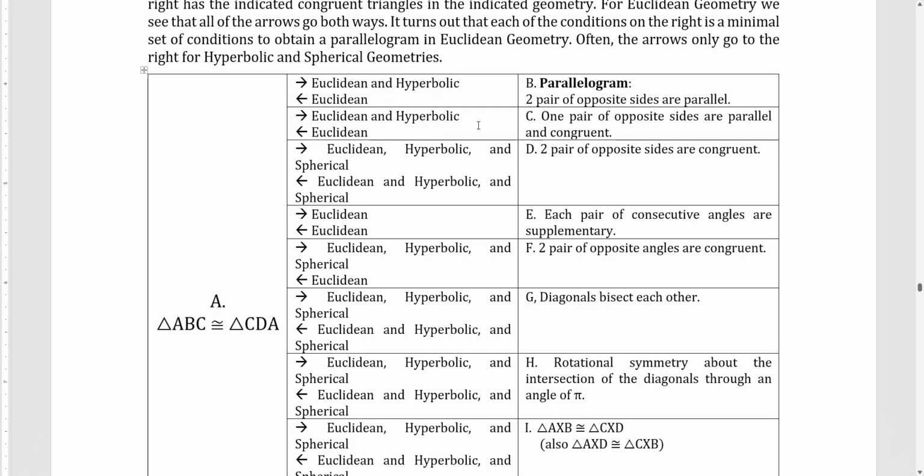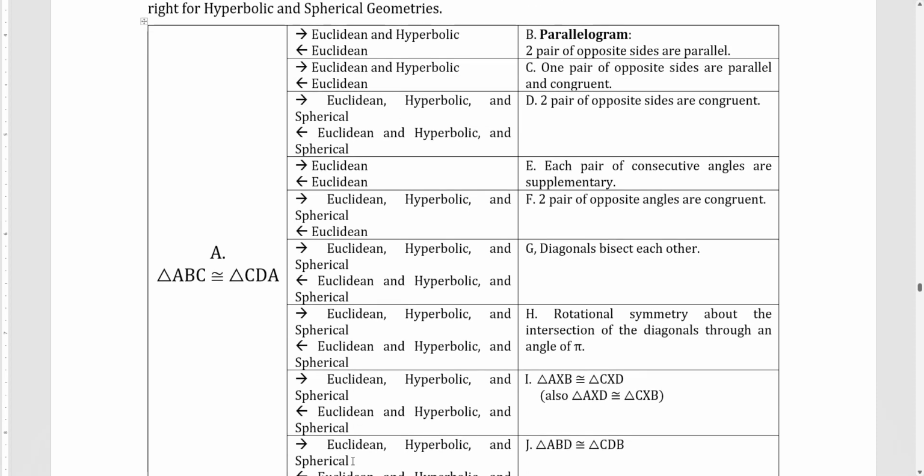Now, if you look, this part in the middle documents which way the arrows go for all the different geometries. And again, for Euclidean, they all go both directions, but in hyperbolic and spherical, they may only go one direction or maybe neither direction. So first of all, there is no such thing as a parallelogram in spherical geometry, so it's not mentioned here.